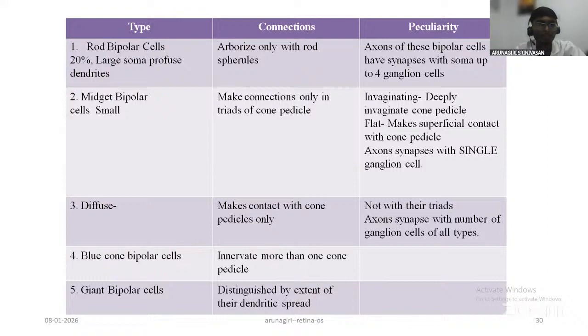Diffuse bipolar cells contact the cone pedicles only, not their triads. Axons synapse with a number of ganglion cells of all types. Blue cone bipolar cells innervate more than one cone pedicle. Giant bipolar cells are distinguished by the extent of their dendritic spread.